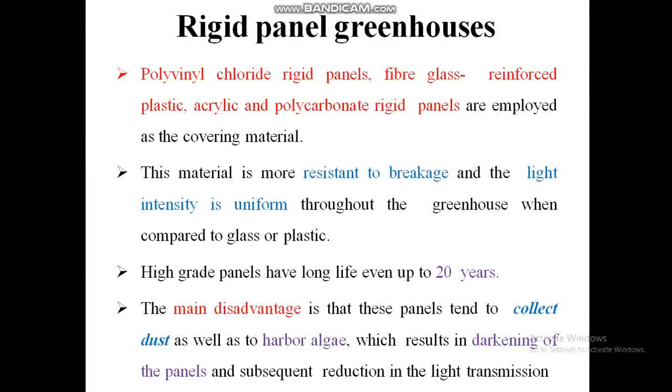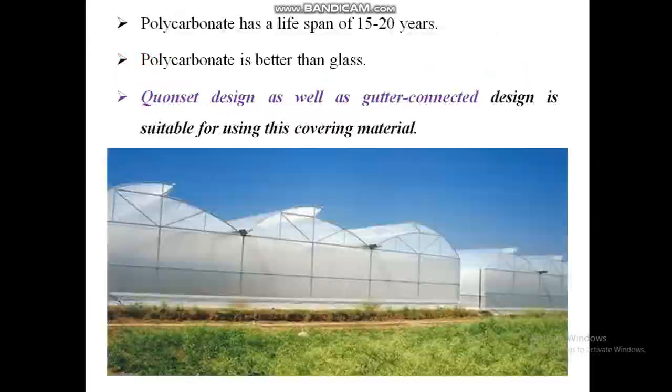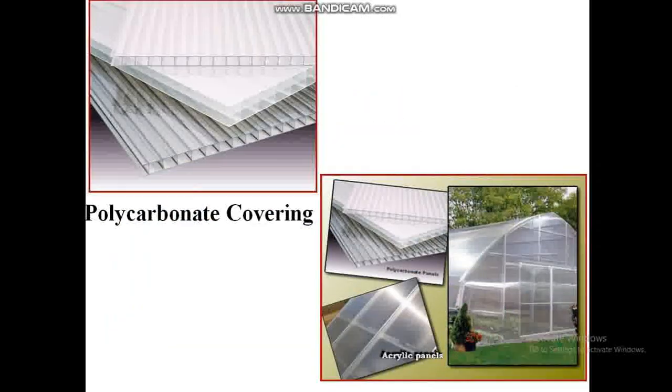Dust र एल्गीहरूको कारणले गर्दाखेरि त्यो प्यानल चाहिँ के हुन्छ डार्कनिङ हुन्छ and subsequent reducing light transmission. Right. Polycarbonate has a lifespan of 15 to 20 years. Polycarbonate is better than the glass. Quonset design as well as a gutter connected design is suitable for using this covering material. You can see in figure polycarbonate covering.